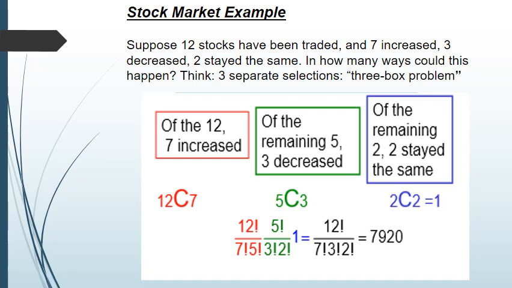Stock market example. Suppose 12 stocks have been traded and 7 increased, 3 decreased, 2 stayed the same. In how many ways could this happen? Think of 3 separate selections, a 3-box problem. Out of the 12, 7 increase. Out of the remaining 5, 3 decrease. Of the remaining 2, 2 stayed the same.